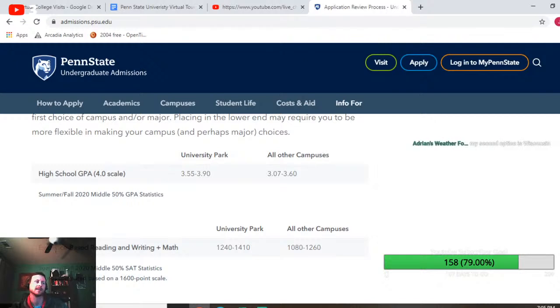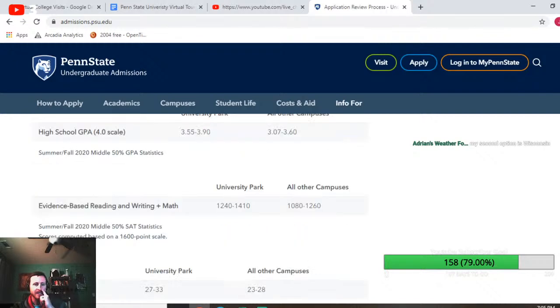Second option is Wisconsin. Yeah, I like Wisconsin. I considered going there and doing my PhD. They have a really good education program for a doctoral. And with the writing and reading, and then the math, 1240 to 1410. The top end is pretty high. But this is a 620 on the SAT, which is good, right? But I wouldn't say it's crazy.